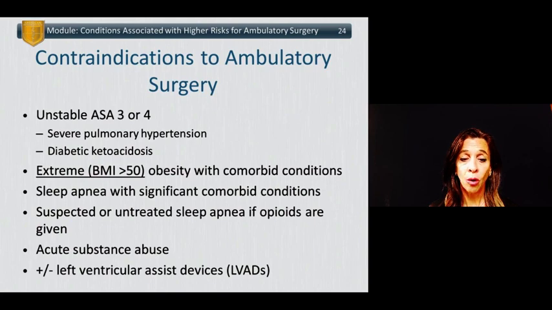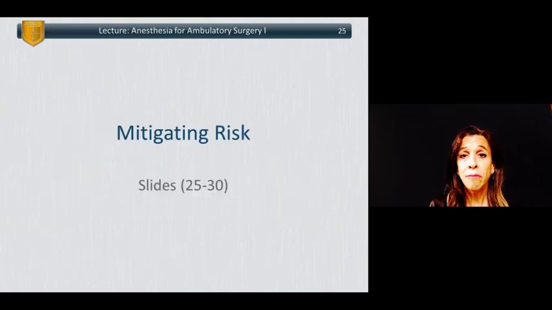Those with suspected or untreated sleep apnea, if opioids are to be given. Those with acute substance abuse who may be at risk for withdrawal. And possibly patients who have left ventricular assist devices, though there are some centers accepting these kinds of patients, particularly for very minimally invasive procedures such as cataract surgery. So how does one mitigate the risk?